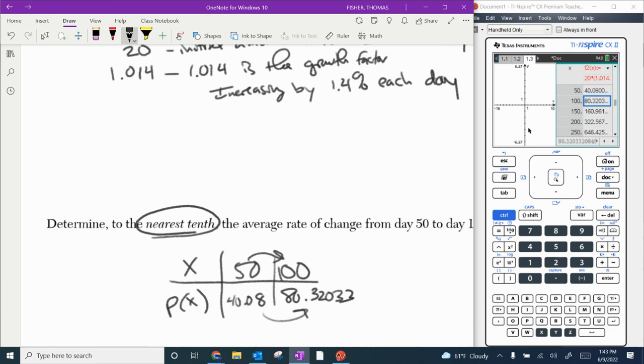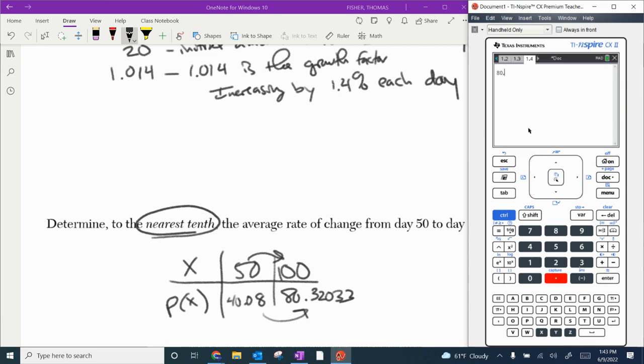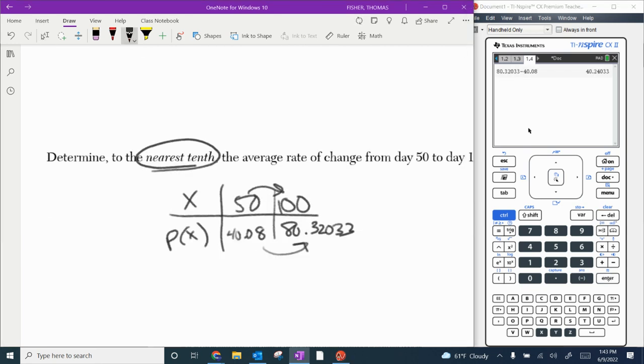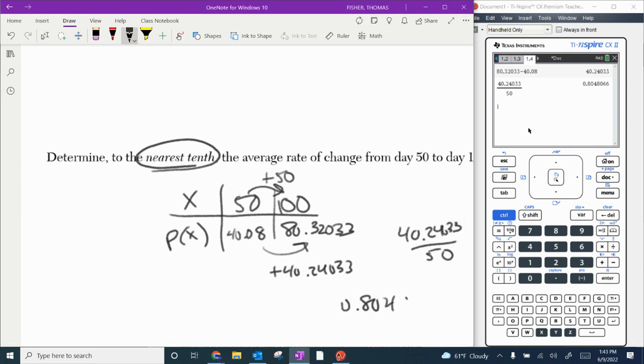So rate of change, so y change over x change. If I go back to my calculator and do 80.32033 minus 40.08, that gives us about 40.24033. This change is obviously 50. So 40.24033 divided by 50. Oops, by 50. And we get 0.8048066. Nearest tenth, though, is 0.8. Make your answer very obvious. Box it in.